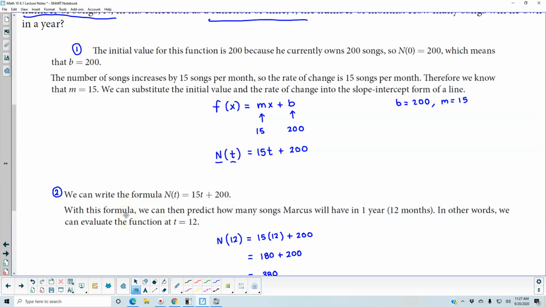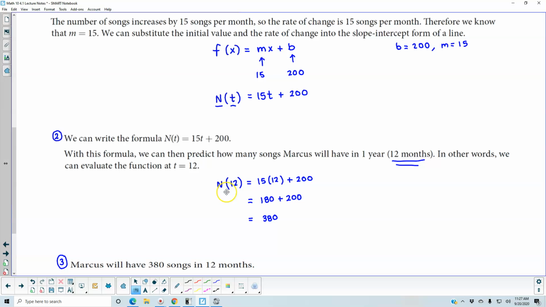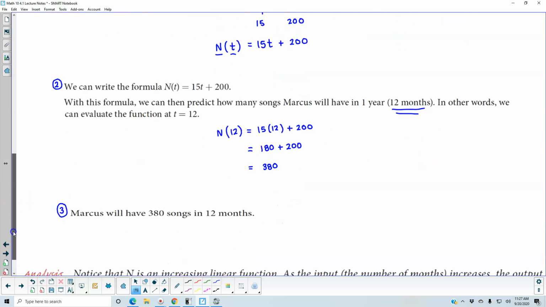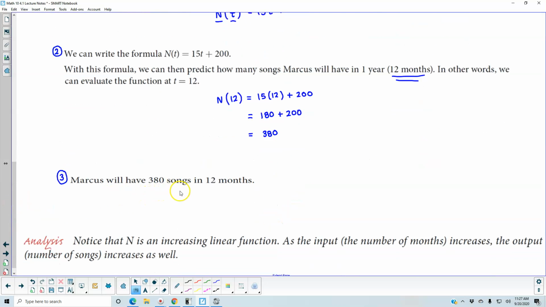Now with this formula, we can then predict how many songs Marcus will have in 1 year. Well, how many months are in 1 year? We know that there are 12 months. So in other words, we can then evaluate the function at t is equal to 12. So now this becomes n of 12, which is equal to 15 times 12 plus 200. Well, 15 times 12 gives us 180. 180 plus 200 gives us 380. So therefore, Marcus will have 380 songs in 12 months.